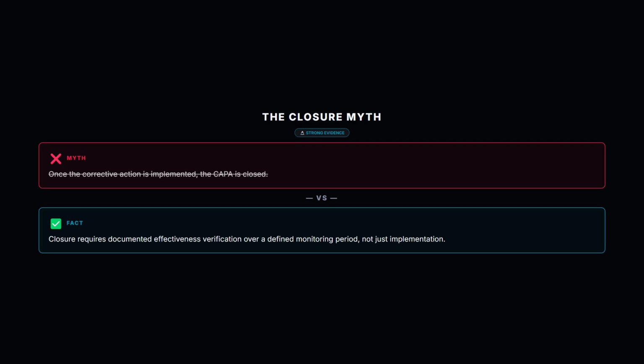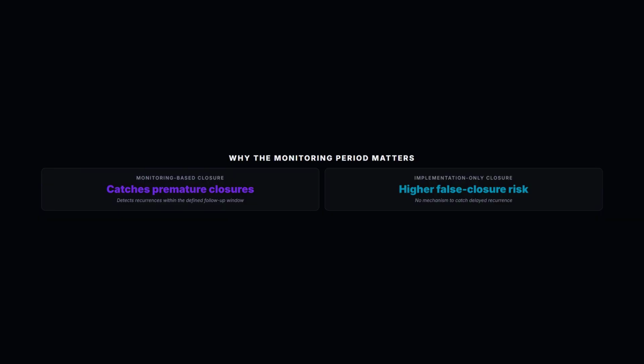Laboratories that build a monitoring period into every CAPA closure catch meaningfully more premature closures. Cases where the fix looked good on day 1 but the cause resurfaced within the following quarter, than laboratories that close on implementation alone.